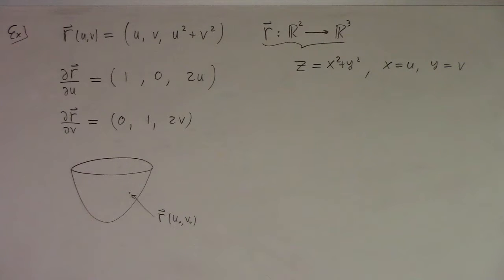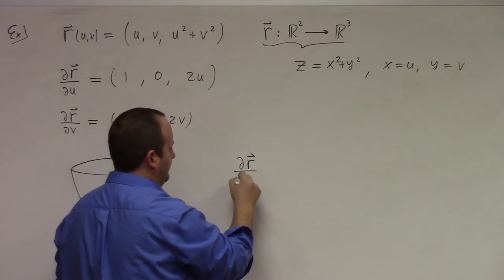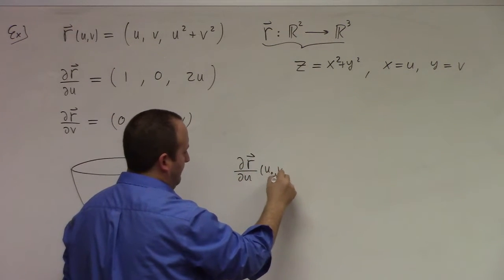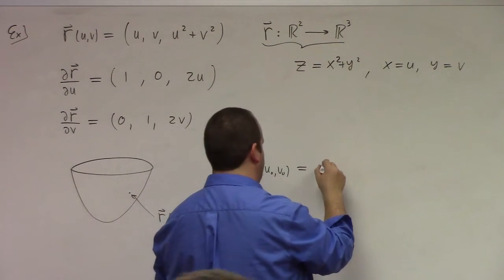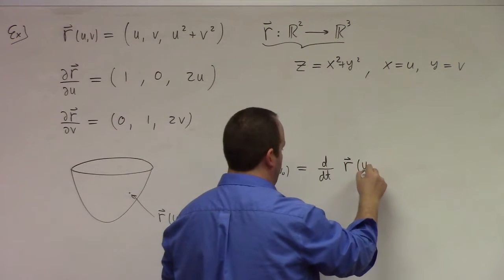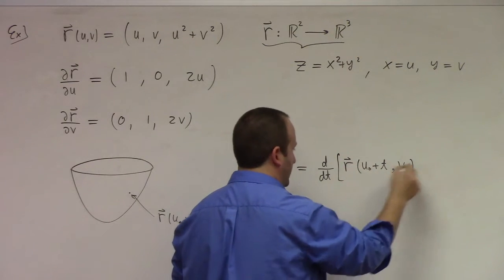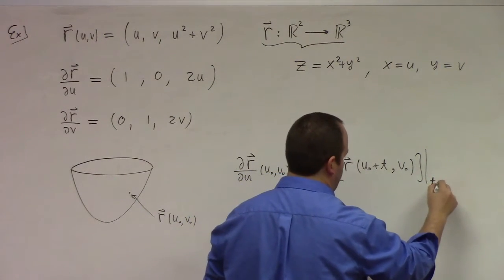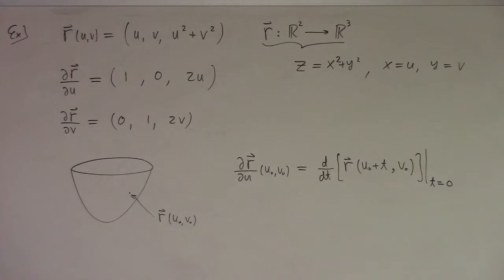How would we define partial r partial u, by the way? What's the definition of that at the point u naught v naught? It would be, I would say, differentiate with respect to time, r of u naught plus t, comma v naught, and then after that's all done, plug in t equal to 0, right? In other words, you vary the u component, you leave the v fixed, but what is that?